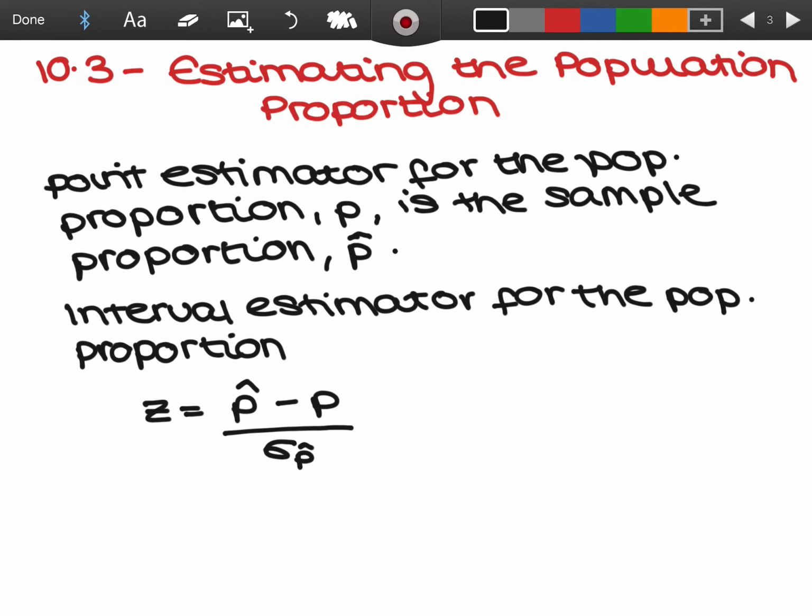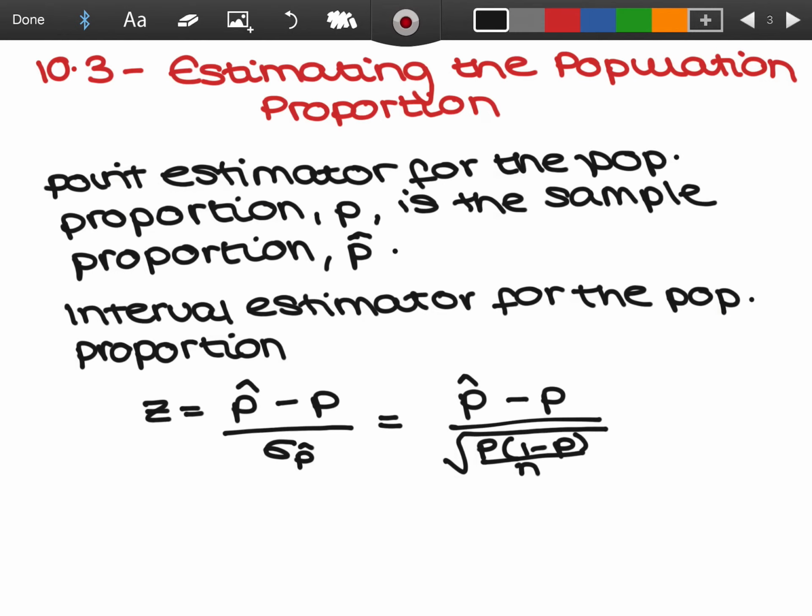Remember that the population proportion was also the mean of my sample proportions. It was a good estimator for it. So we do our sample proportion minus the population proportion divided by the standard deviation of the sample proportions. Plugging in our formula, the standard deviation of sample proportions was the square root of P times 1 minus P over N. Again, look back at 9.4. That's where we covered this.